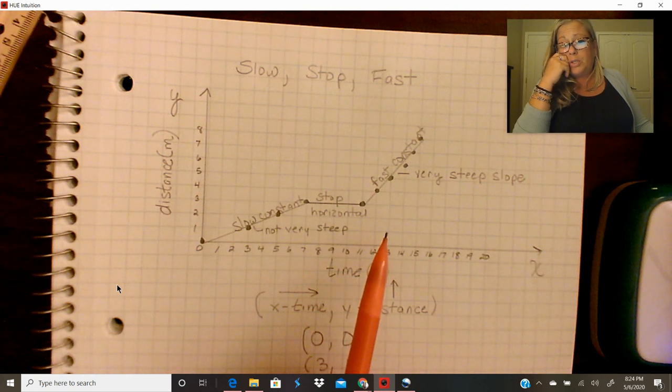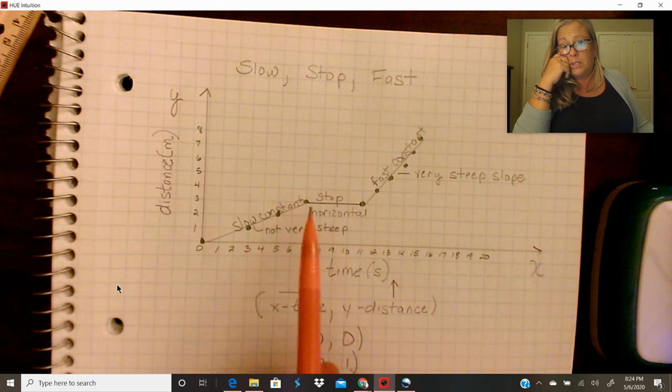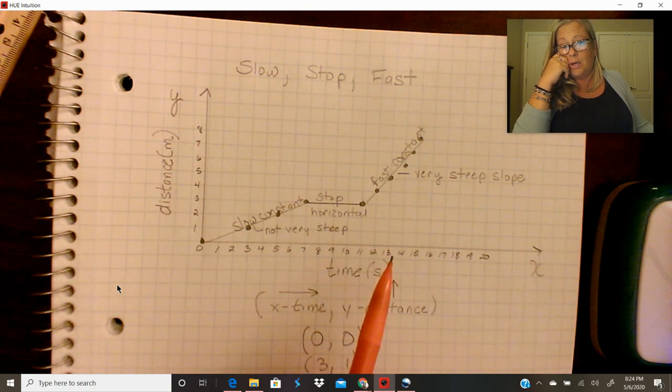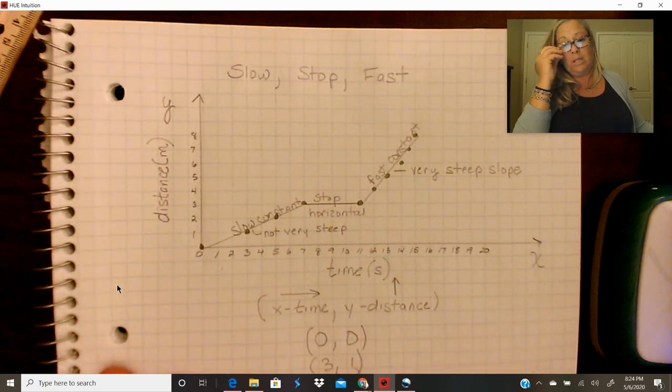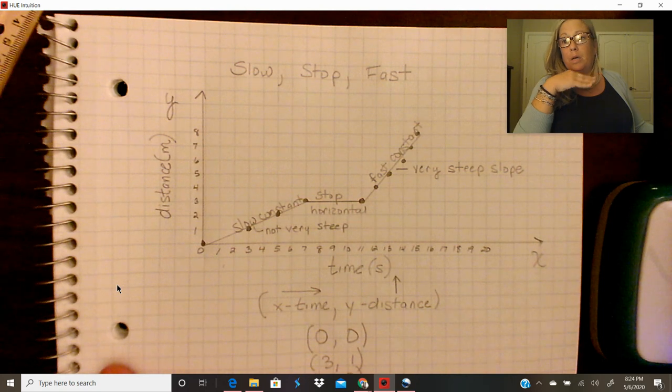All right, so that's 3 things that you need to know: a slow constant, a stop, and a fast constant. Remember, constants are always diagonals, like if it's a moving constant, right? And then a stop is always horizontal. All right, and now you have a little assignment to make sure that you don't forget about the slow constant, the stop, and the fast constant.